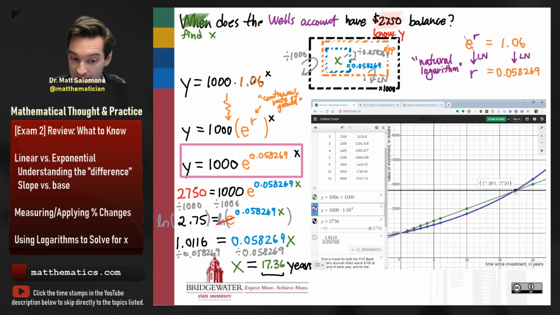And sure enough, right here is that point on the graph, right? The point on the graph when the x value is 17.361, so we're at 17.36 years, a little more than 17 years and 4 months into this investment. And the y value, the value of the account at that point, is $2,750.